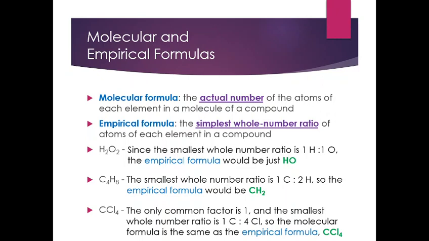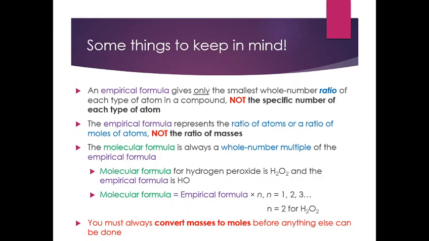And so a few things that aren't really specifically pointed out in your book, but you need to keep in the back of your mind anytime you're dealing with these types of problems: the empirical formula is only giving you a whole number ratio of just the atoms. It's not giving you the specific number of atoms, nor is it a specific whole number ratio of masses. It is just the atoms. Masses do not come into play here, yet.